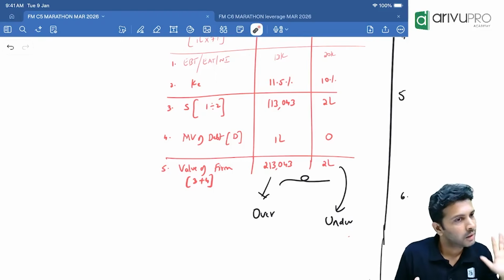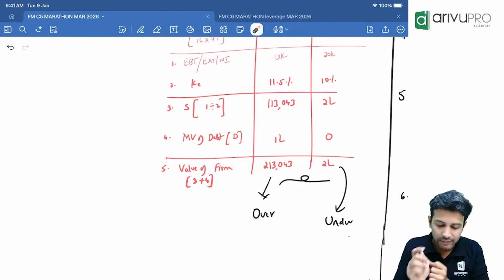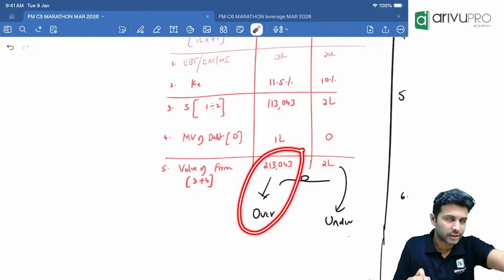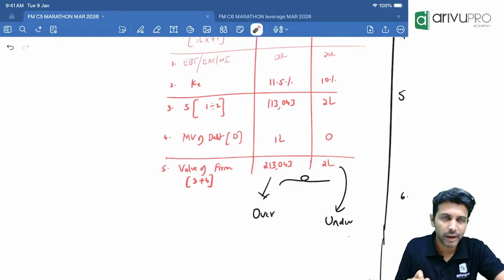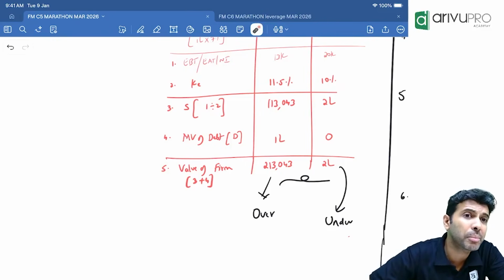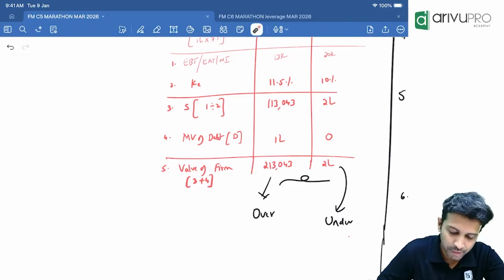Clear? Done. Now, tell me again, the investor is currently holding shares in which company? Levered firm, which is M. How much percentage? 10%. Keep your calculator. Everybody, an investor is holding shares in which firm? M company, levered firm.